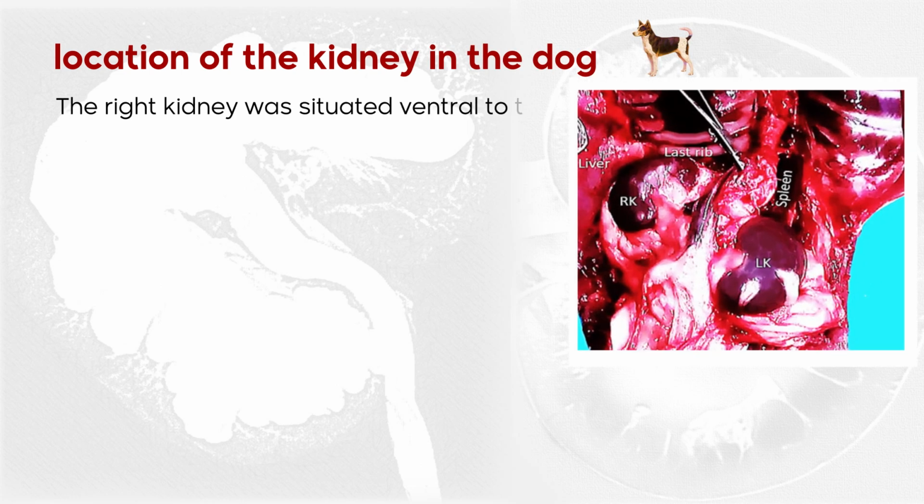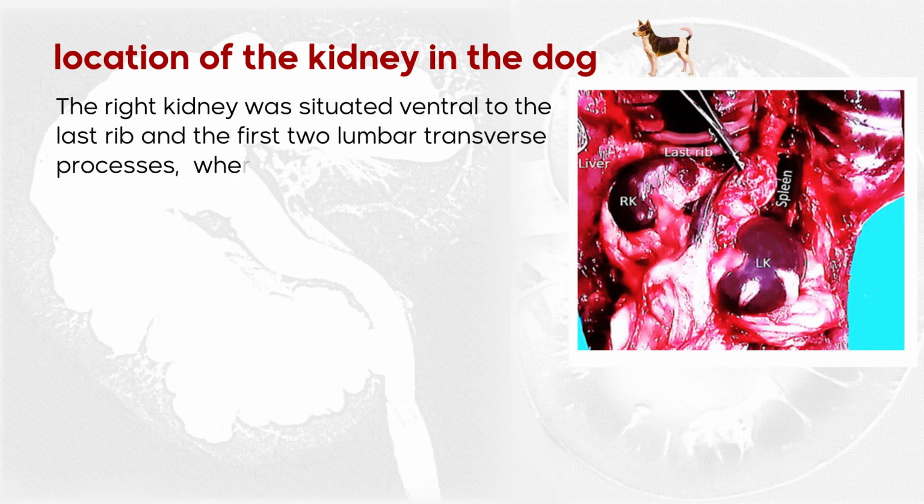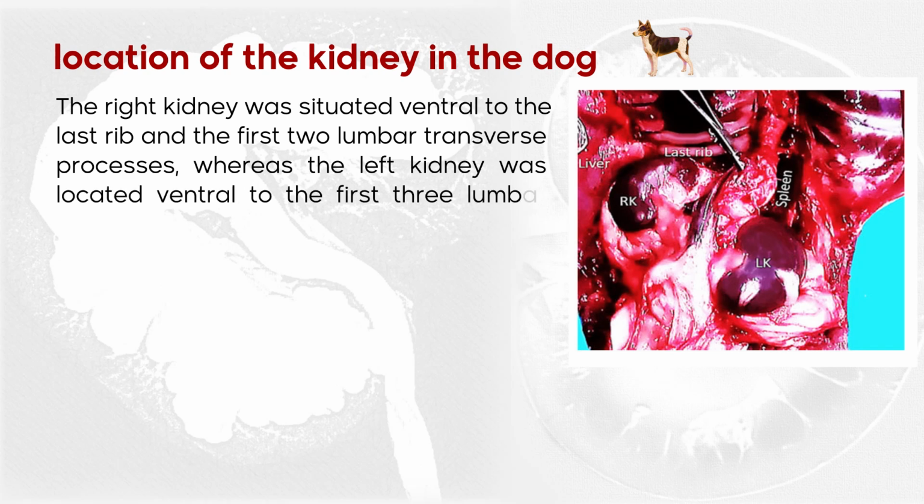Location of the kidney in the dog. The right kidney was situated ventral to the last rib and the first two lumbar transverse processes, whereas the left kidney was located ventral to the first three lumbar transverse processes.